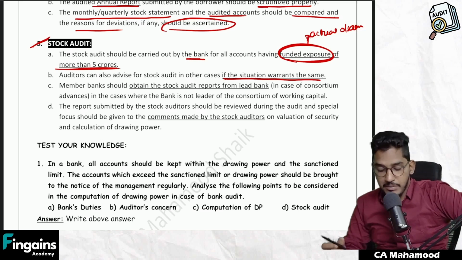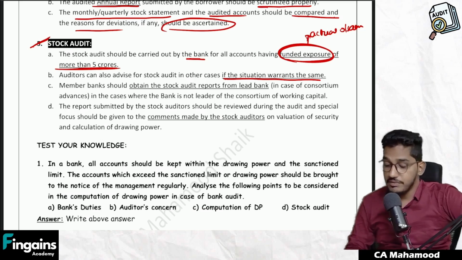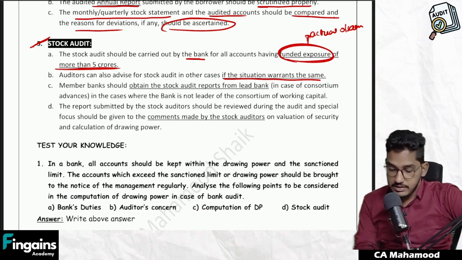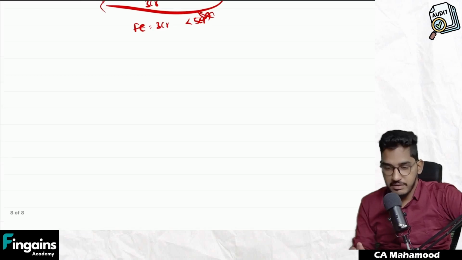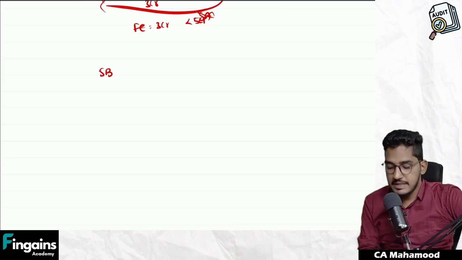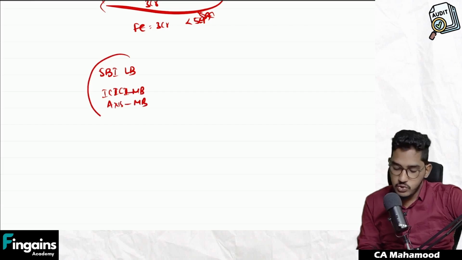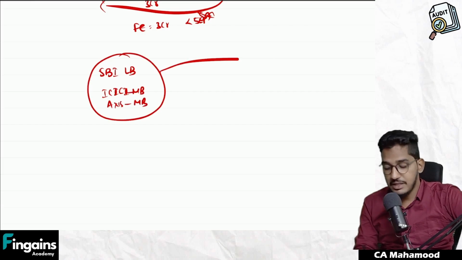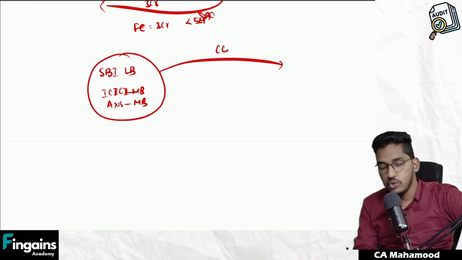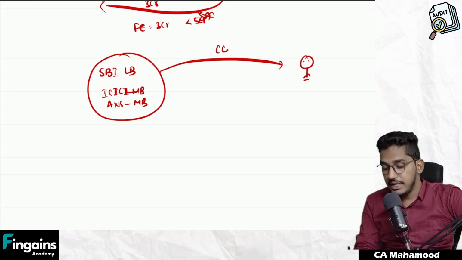Next one. Member banks should obtain stock audit reports from the lead bank in case of consortium advances. We have seen consortium advances in the previous class. Assume that SBI is the lead bank. Along with that, some other member banks are there. ICICI is one of the member banks. Then we have Axis Bank, which is another member bank. Now, this consortium of banks has given a cash credit loan to one borrower, and the funded exposure for this borrower is more than 5 crore.